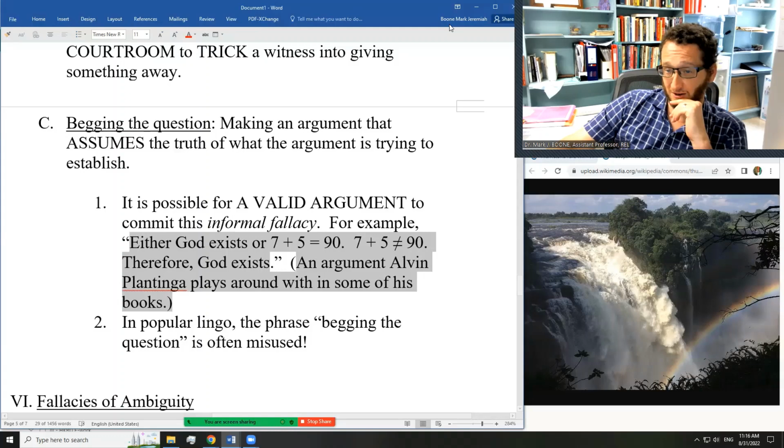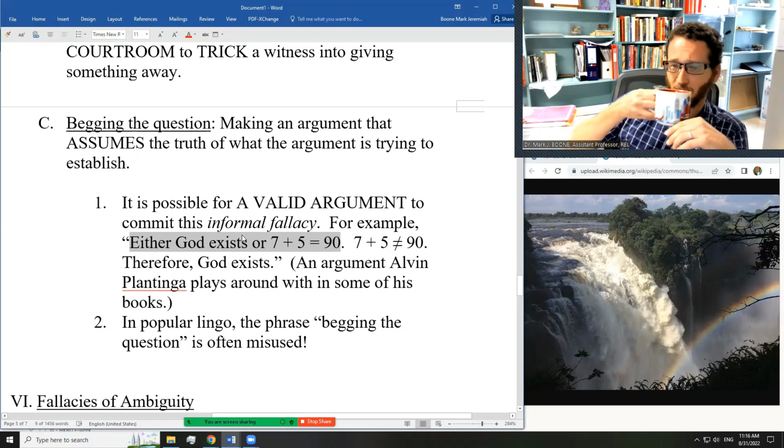But it is technically a valid argument. The premises guarantee the conclusion. And it sure looks like an informal fallacy. That premise is assuming God exists because 7 + 5 does not equal 90. Now, let me think if I can think of an example where I wouldn't want to classify this as an informal fallacy.